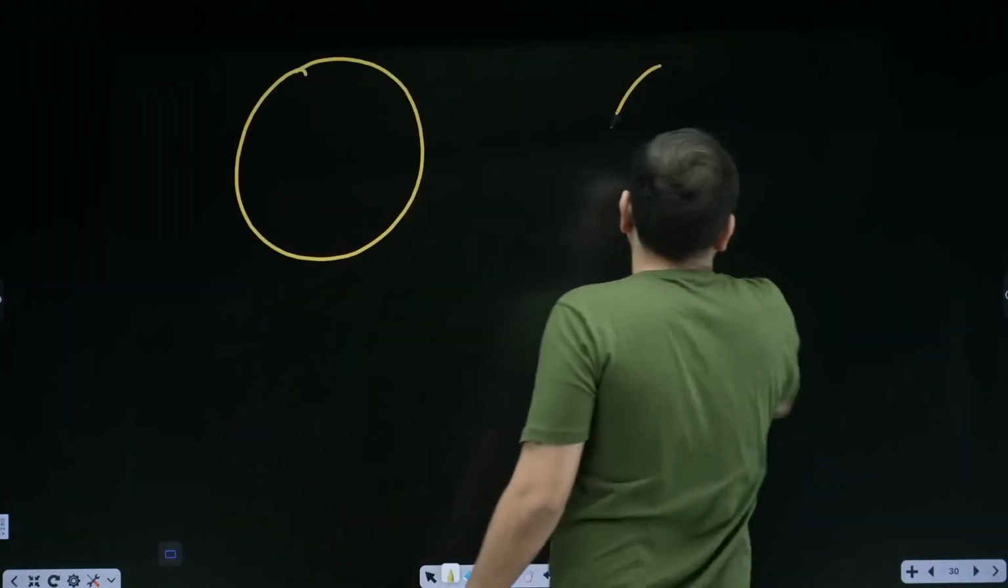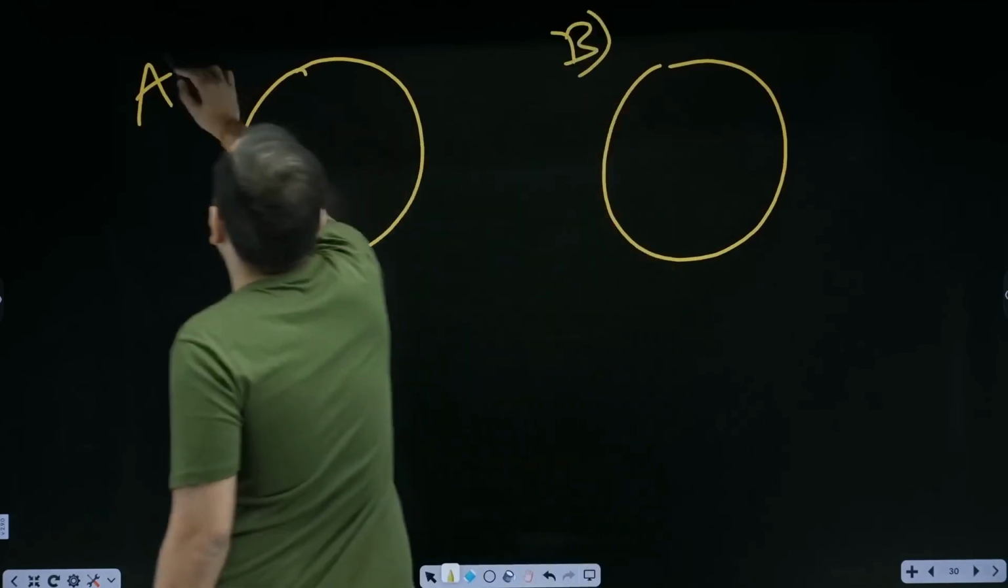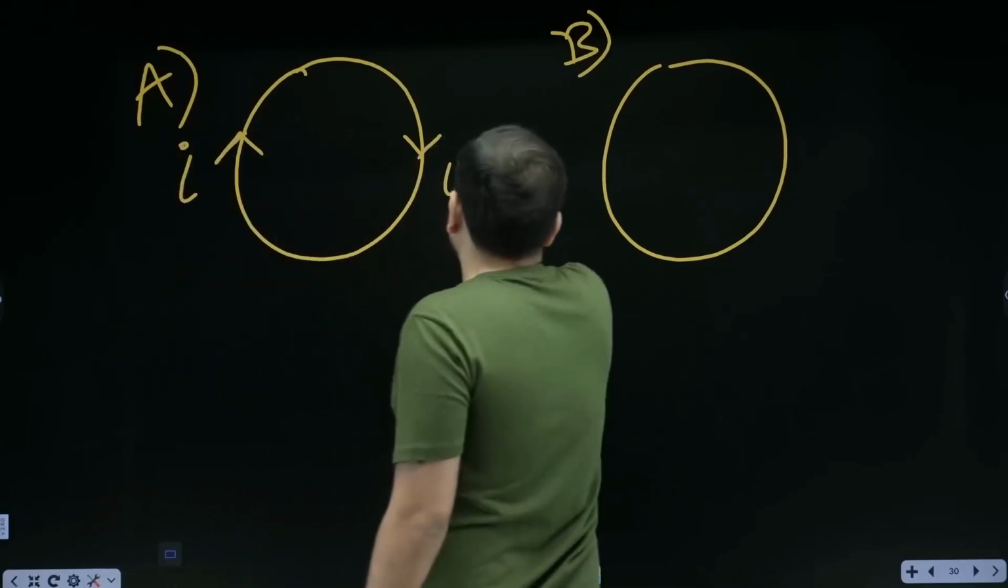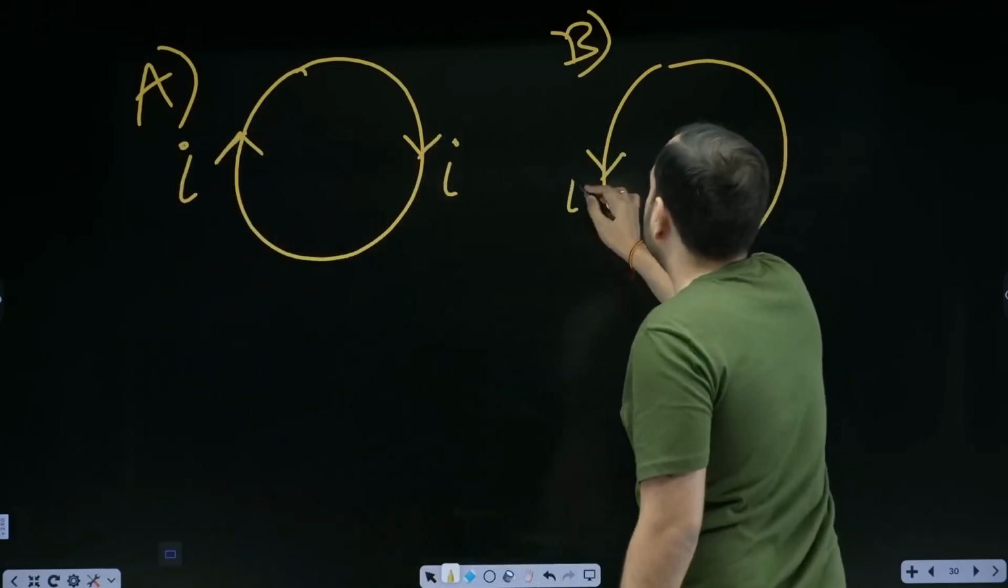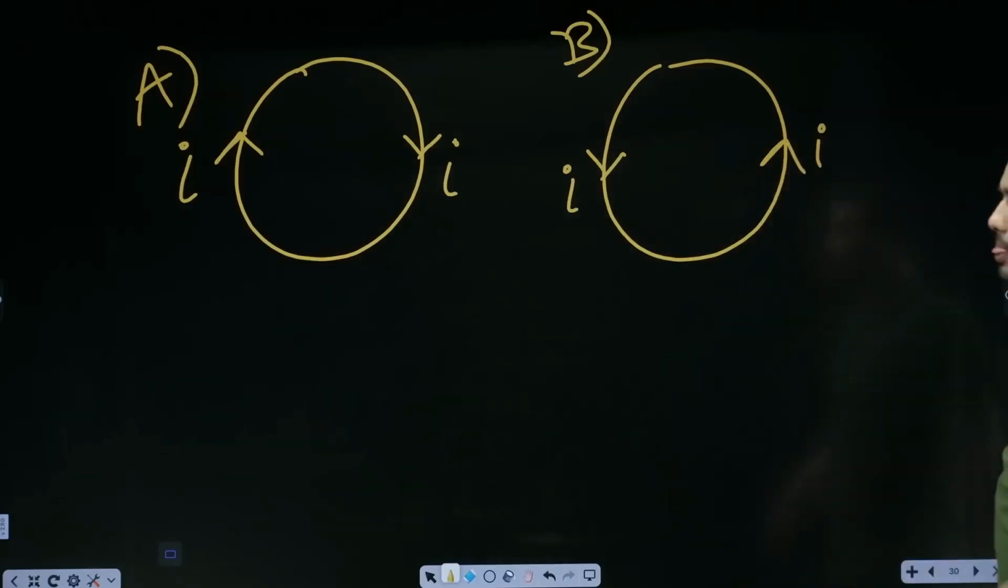I gave you two questions, 1 and 2. Everyone pause and comment A, B. Tell me, which pole will form towards you? In A, current is like this. In B, current is like this. Tell me which pole is towards your side in both.